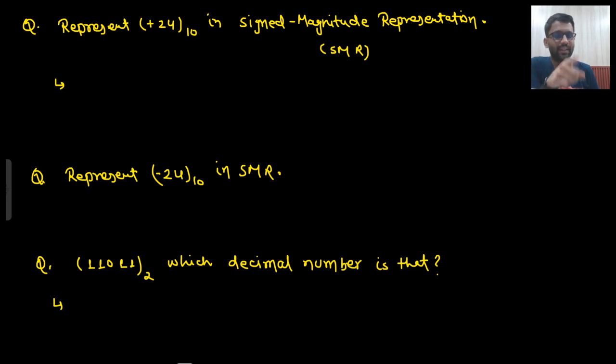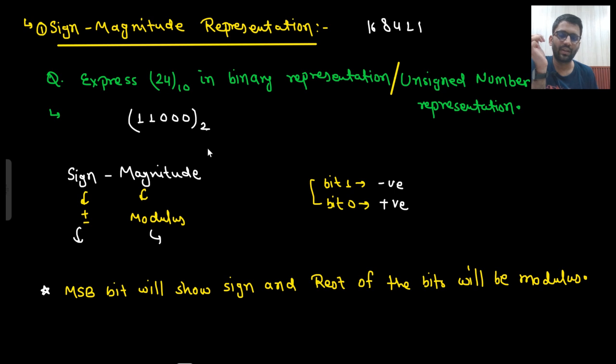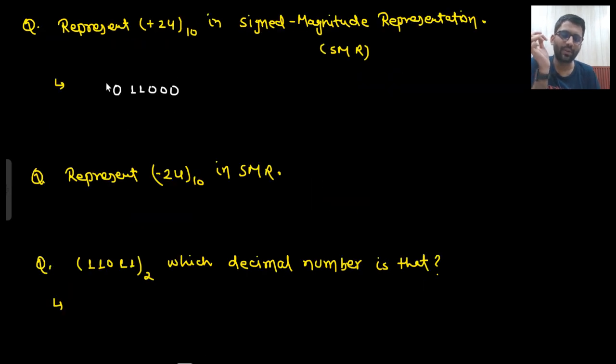Represent plus 24 in signed magnitude representation. The MSB will be the sign bit. So plus means 0. What about 24? 24 can be represented as 1 1 0 0 0. So this is how I will denote 24 in signed magnitude representation. This bit is the sign bit and these are the magnitude.